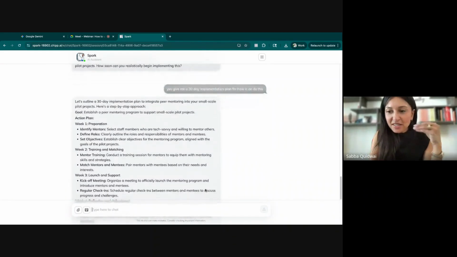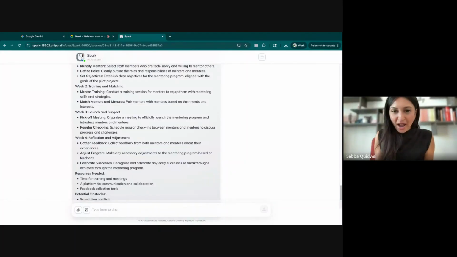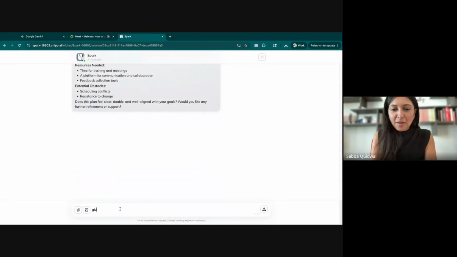But the idea is that we're getting more and more specific about what we want until we actually get to a place where we're like, okay, this is great. I can actually use this. I can implement this, and then I can go off and we might even come here and be like, give me an example of what a pilot could look like for high school teachers using ChatGPT.